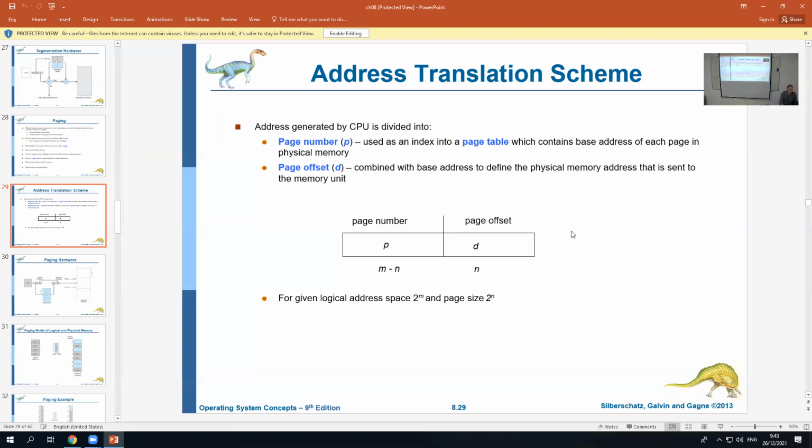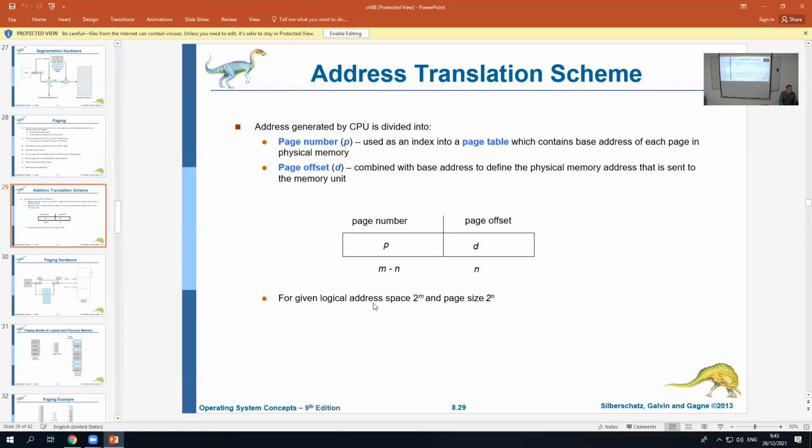So that's what it says here. Page number P is used as an index into the page table, which contains the base address of each page. Page offset is combined with the base address to find the physical address that is sent to the memory unit.